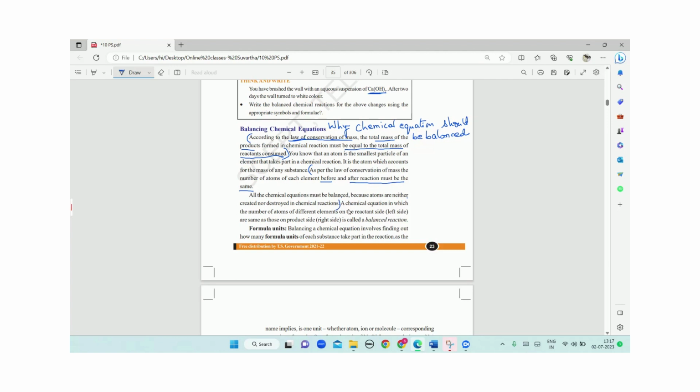Till here, right? So, till here is your answer for this question. When a question is asked why a chemical equation should be balanced, our main key point is the law of conservation of mass. All these are the explanation to the law of conservation of mass. Next question is, what is a balanced equation? Your answer will start from here.